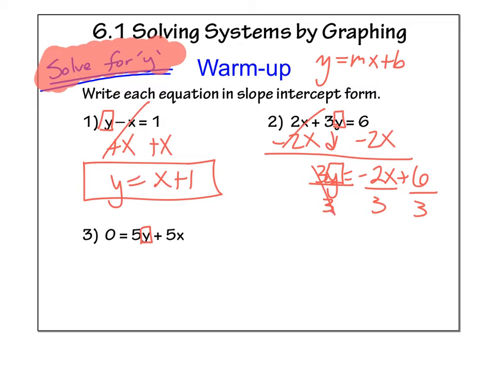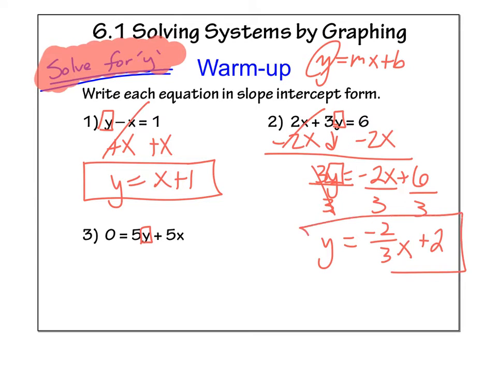Because 3 over 3 is equal to 1, now I am all alone on the left-hand side with y, which is what the goal is. Now, negative 2 divided by 3 is a fraction. Keep it as a fraction. And then 6 divided by 3 is positive 2. And I am done there.